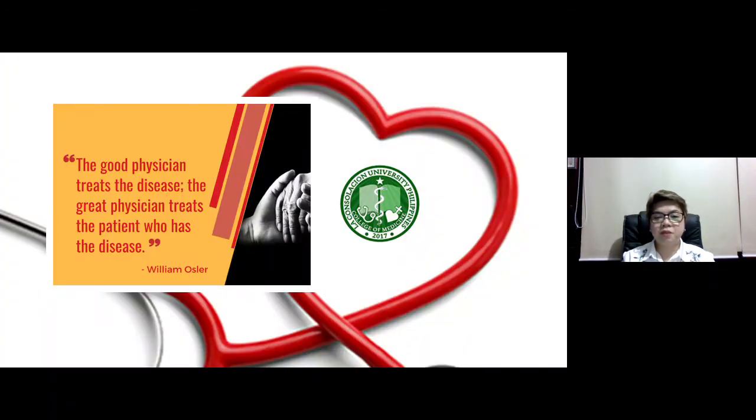A primary healthcare provider is not just a good physician who treats the disease, but a great physician who treats the patient who has the disease.